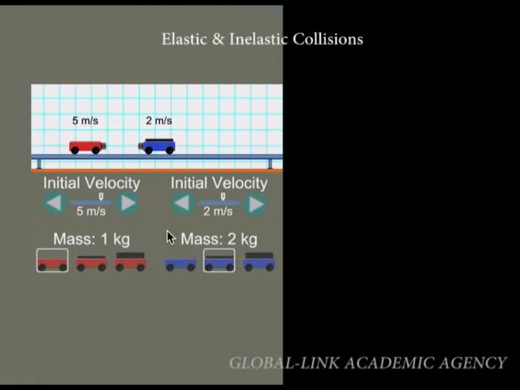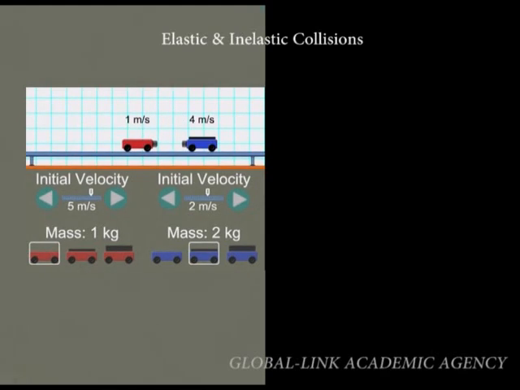Let's do some elastic collisions. We have a 1 kilogram car traveling at 5 meters per second to the right, and we also have another 1 kilogram car traveling at 2 meters per second, again to the right. They will bounce off each other, and now we have some new velocity.